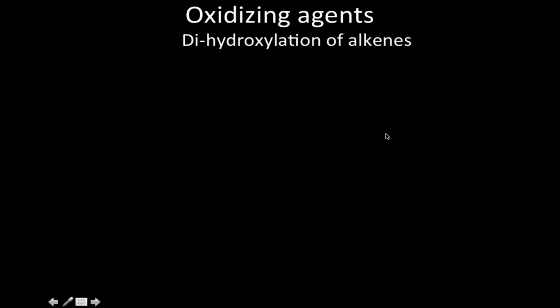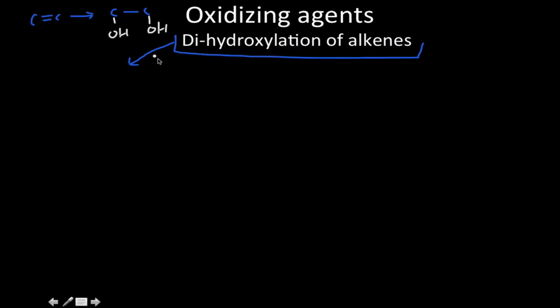Okay, moving on to dihydroxylation of alkenes. So when we're dihydroxylating alkenes, there's two ways that we can add these. So what we're doing is we're going from an alkene here to a diol, with OH. That's what we're doing. But there are two different ways that we can add things: syn addition, and then there's the anti addition. So what do we do for syn? Well, the advantage of syn addition is that it happens in one step. So one step, it's relatively speaking pretty quick.